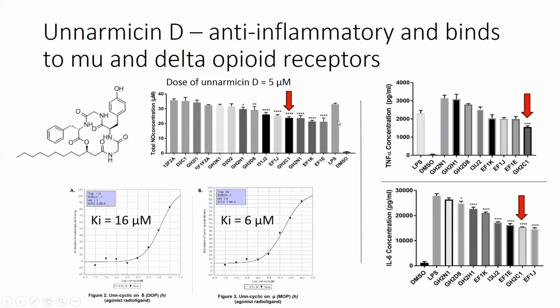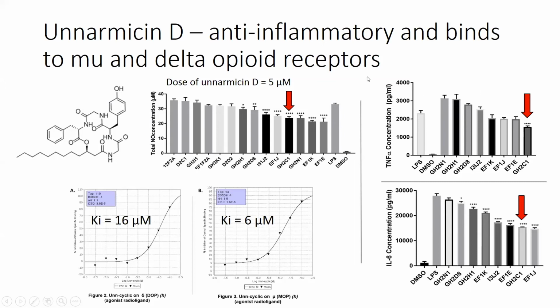So what we do is we take the cells and we subject them to bacterial LPS, and that creates an inflammatory response. And then we have dosed our cells with unarmacin D, and we want to see these bars lower. We want to see the nitric oxide content, which is a pro-inflammatory molecule, go down. And with unarmacin D, we did see it go down.